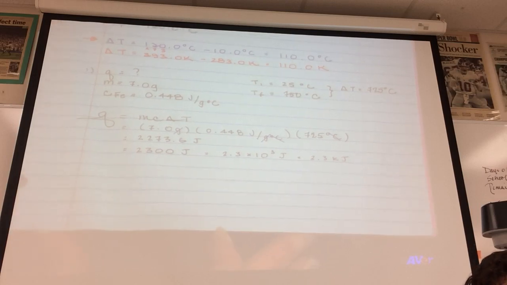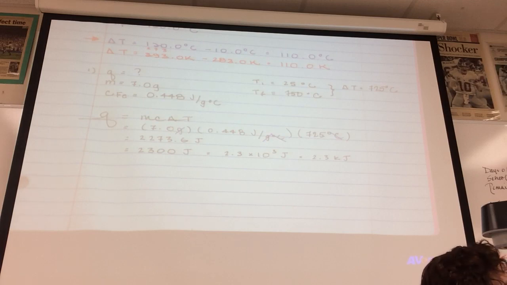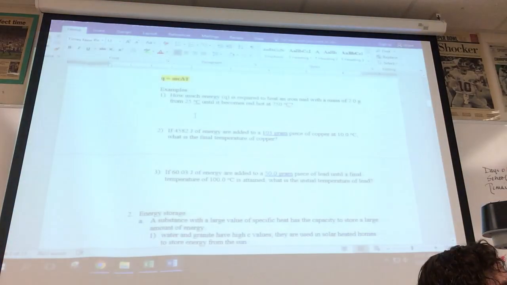Easy peasy? All right, let's try number 2. Number 2 is a little more challenging, but if you use the same approach to set it up, I feel very confident you'll be successful with it.